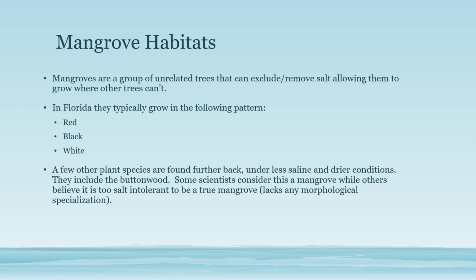The buttonwood, which is associated with mangroves, is not a true mangrove because it does not actively eliminate salt, but they are found in generally all of our mangrove habitats here in Florida. They grow interspersed with the white mangroves generally a little further back. Now, there's other species of mangroves that grow in more tropical climates, but we get the red, black, and white here in Florida.